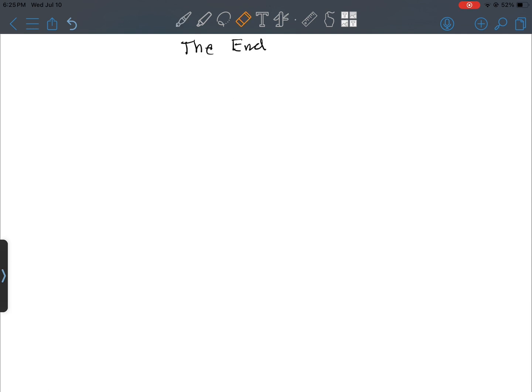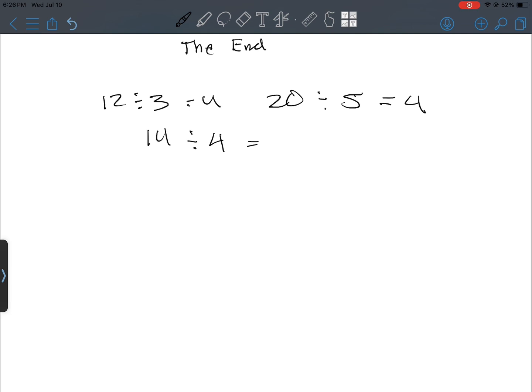Great job. Today, we learned that division is a way to share things equally. We saw that 12 divided by 3 is 4, 20 divided by 5 also equals 4, and 14 divided by 4 equals 3 with a remainder of 2. We also learned about remainders and using a number line for division among other methods. Keep practicing and you'll get even better at division.